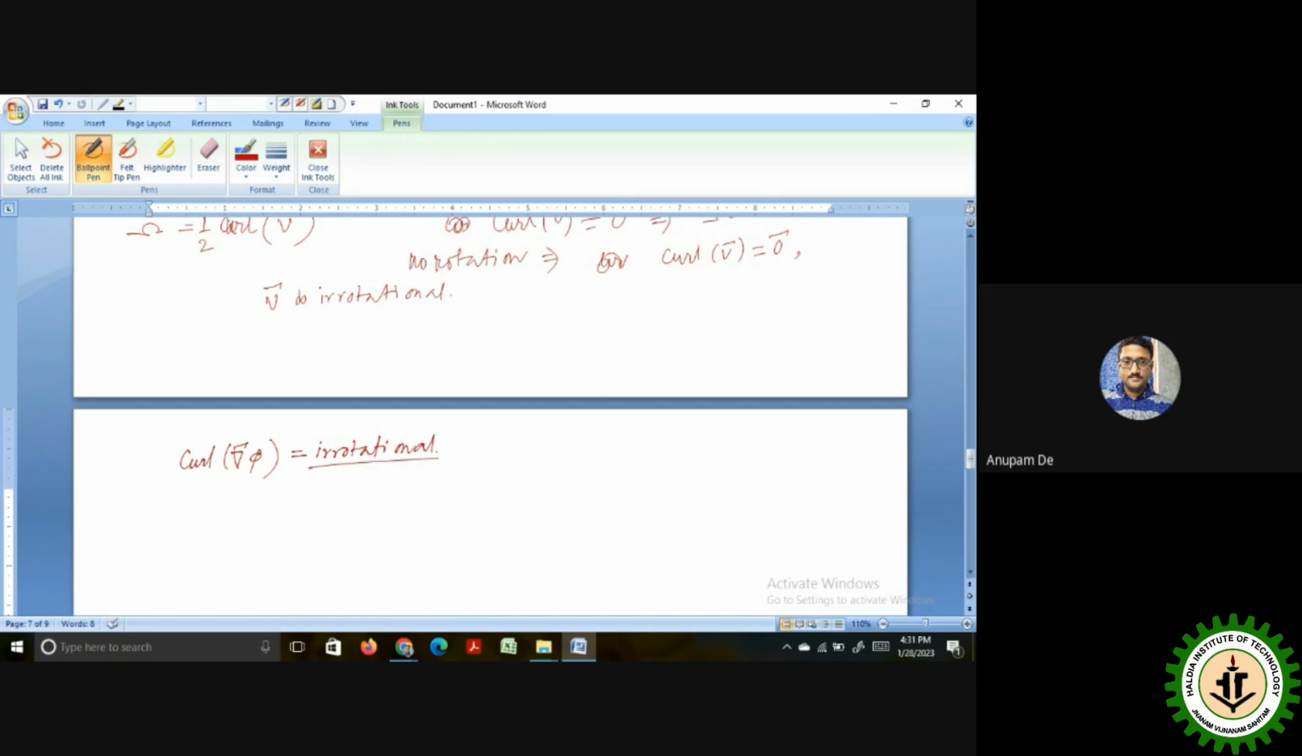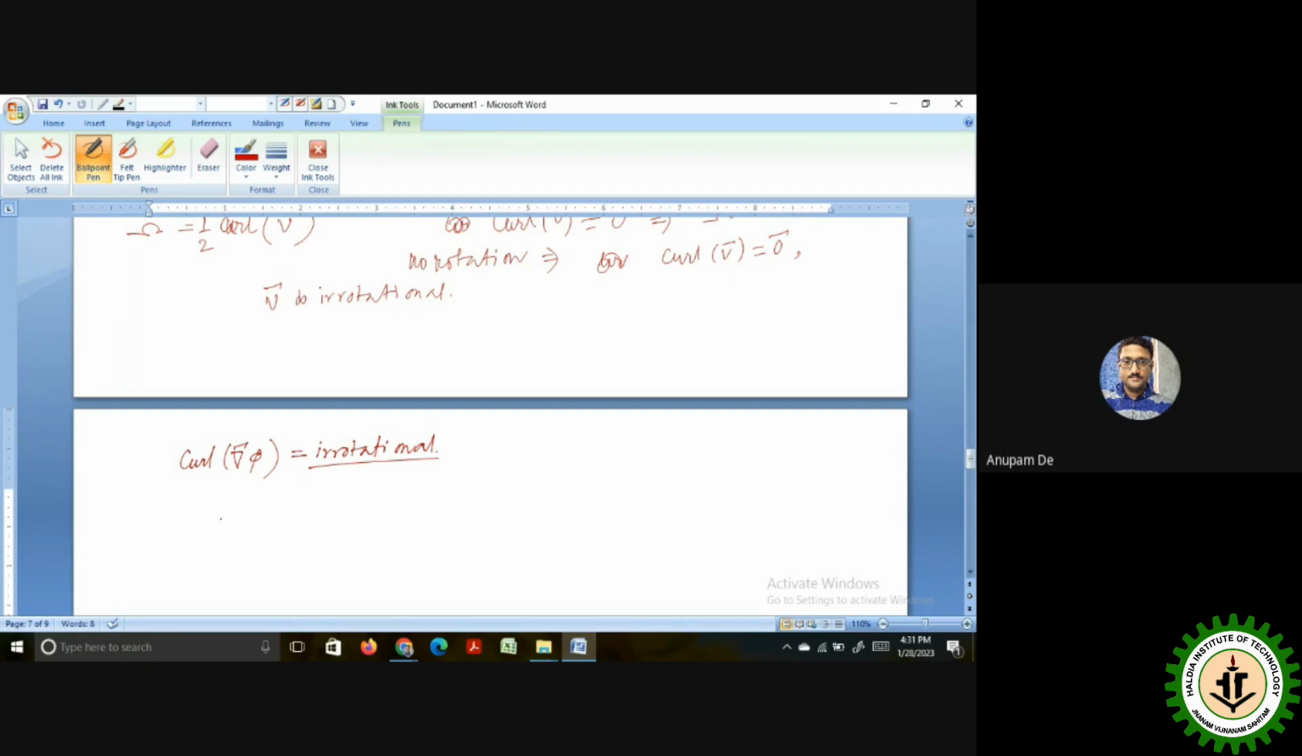So many times it is seen that you will be given a surface, you will be given a point. At a point you need to find or prove that the surface is irrotational, or you need to find the curl of grad phi at a particular point, any point alpha, beta, gamma. So whatever may be the point given to you, at that point in the vector field there will be no rotation, so it will be irrotational.